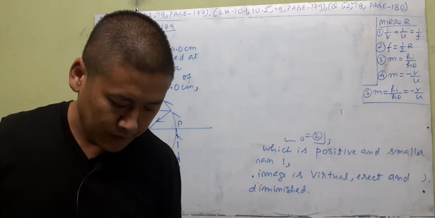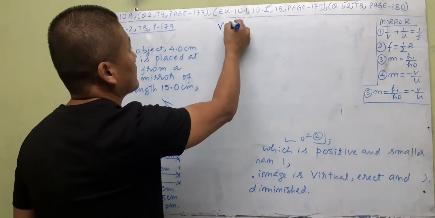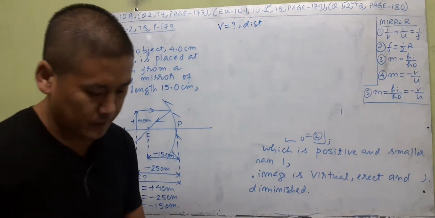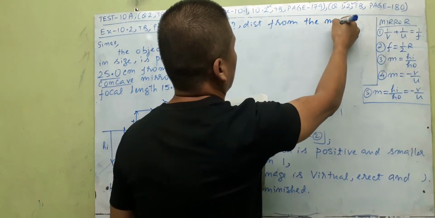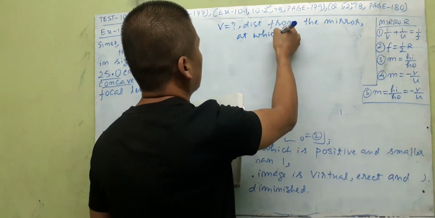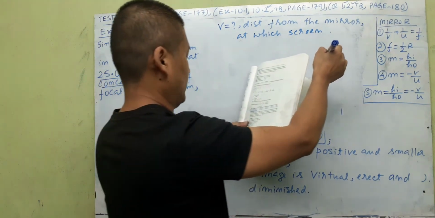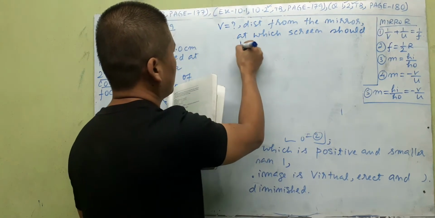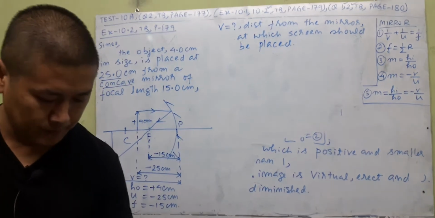What distance from the mirror should a screen be placed? That means they're asking for V, right? So V equal to question mark is the distance from the mirror at which the screen should be placed. This is what the question is asking.